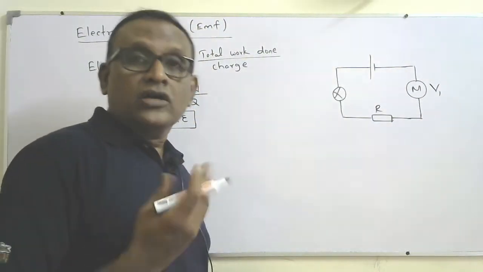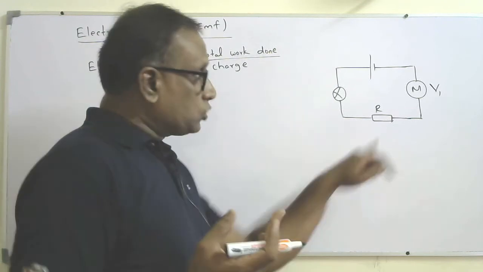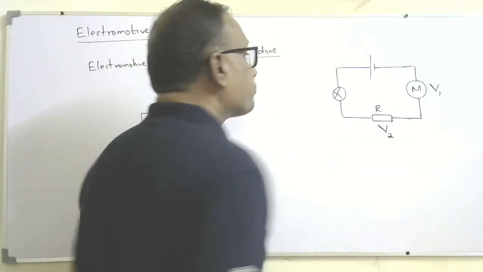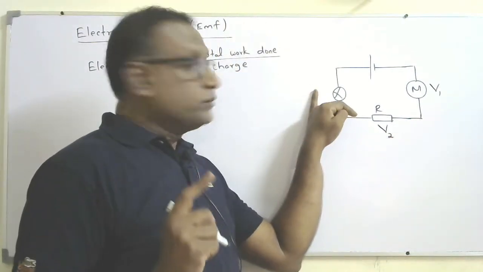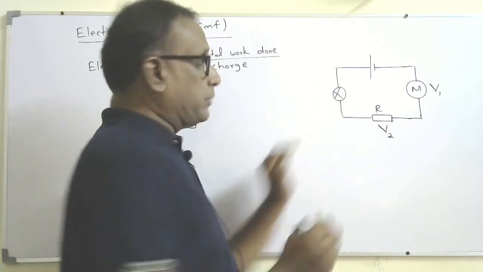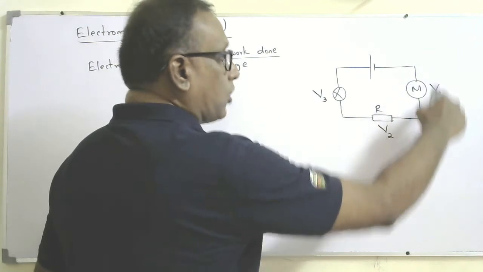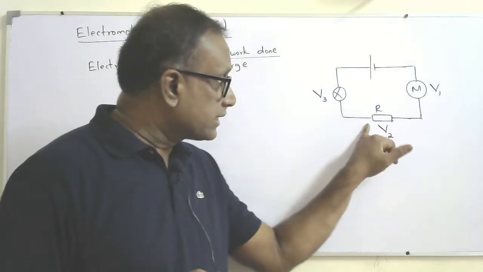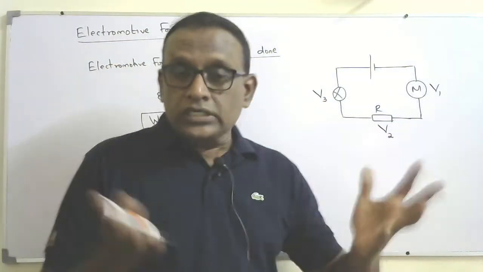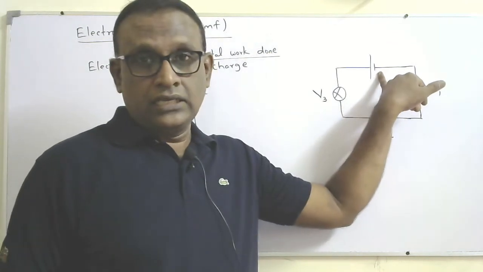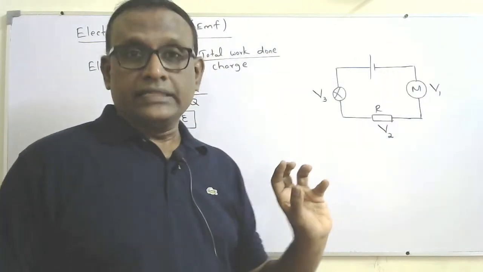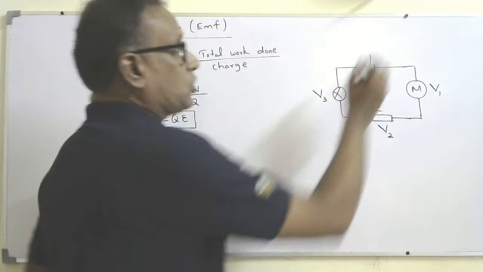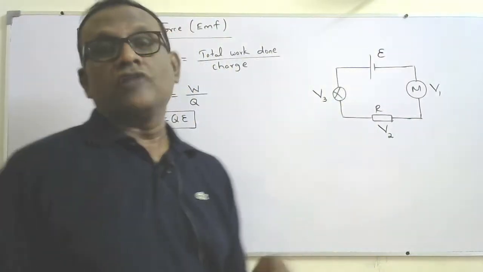Same way, the amount of work required to move one coulomb charge through the resistor is the potential difference across the resistor. I can say it as V2. The amount of work required to move one coulomb charge through the bulb is the potential difference across the bulb. I can call it V3. All this work in moving one coulomb charge through the motor, the resistor and the bulb, the total work is done by the power supply. So the total work done by the power supply in moving one coulomb charge through the complete circuit is called the electromotive force of the power supply.